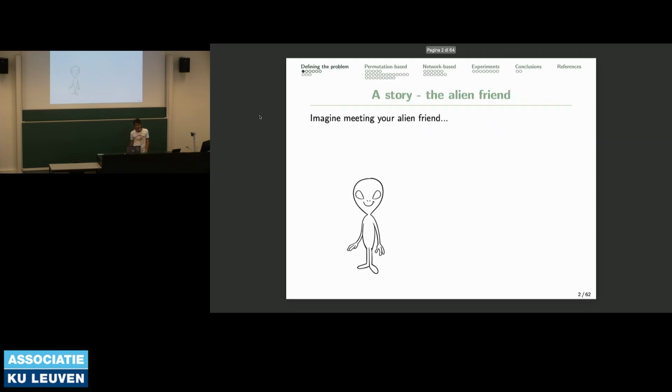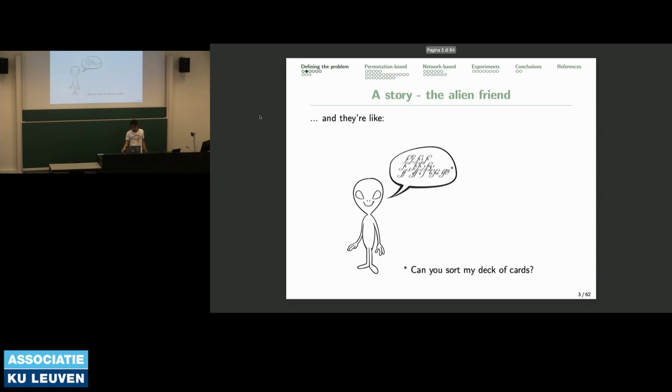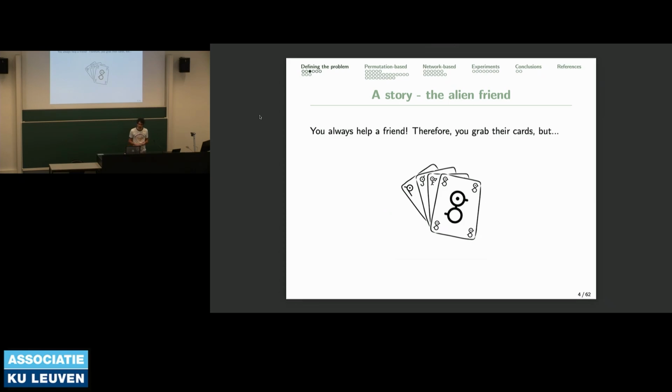So, yeah, I already spoiled it, but let's start with a story, and let's start from our alien friend who is visiting us. And they're asking us something which translates to, can you sort my deck of cards? And I mean, this is a likely situation, and you say, okay, of course I can help you. The issue is that these cards are really not readable. So the question is, how can we sort them even if we are not actually able to read these cards?